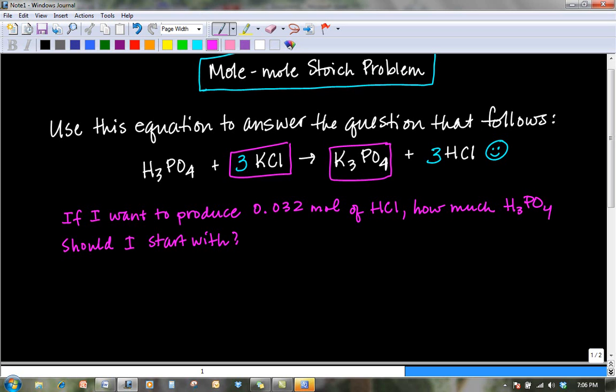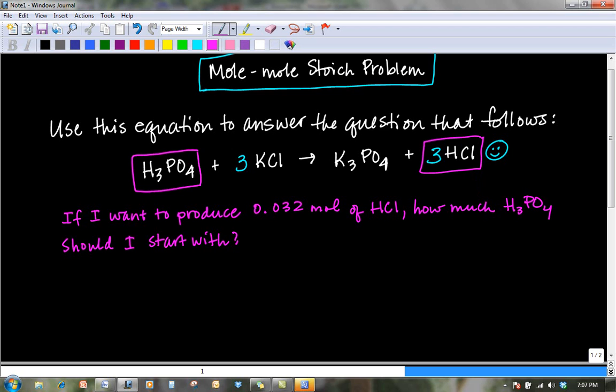My next question is, if I want to produce 0.032 moles of HCl, how much hydrogen phosphate should I start with? So now what we're looking at is HCl, or hydrochloric acid, and we want to know how much hydrogen phosphate we want to start with. I've just drawn a box around the 2 compounds that we're going to be dealing with just to lessen the confusion. All right, I'm going to let you try this on your own. Go ahead and hit pause and work the problem.